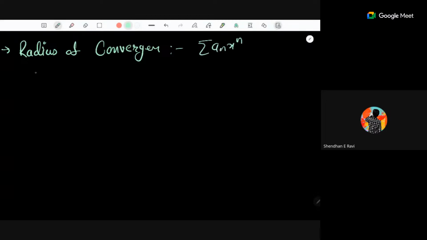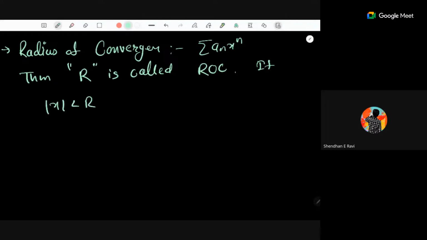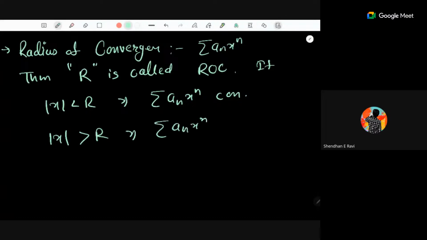So what is the radius of convergence related to a power series? Radius of convergence means if we have a power series summation a_n x to the power n, then a particular number r is called the radius of convergence, RC. If modulus of x is strictly less than r, it implies the summation a_n x to the power n converges. And if you take any value of x whose modulus is strictly greater than r, then your series summation a_n x to the power n diverges.